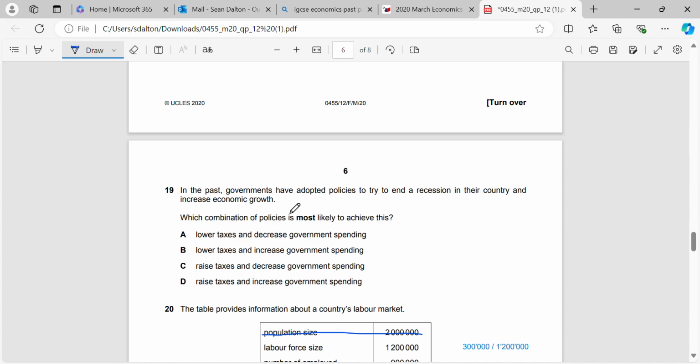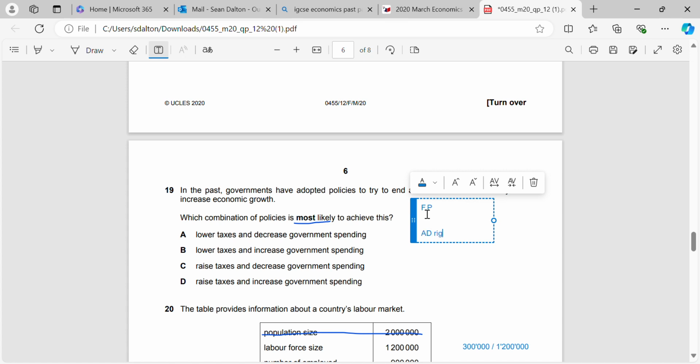Okay, in the past, governments have adopted policies to try and end a recession in their country and increase economic growth. What combination of policies is most likely to achieve this? So looking at A to D, we're talking about fiscal policy here. We're trying to increase economic growth, so we must be trying to move AD to the right. What are our tools for expansionary fiscal policy to move AD to the right? That would be lower taxes, and government spending goes up.